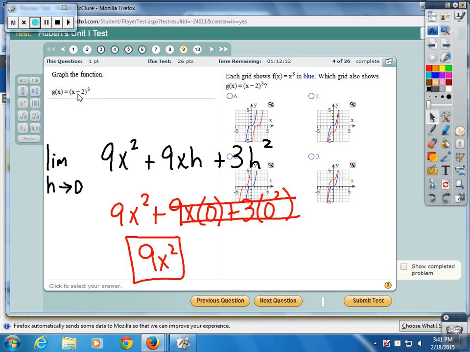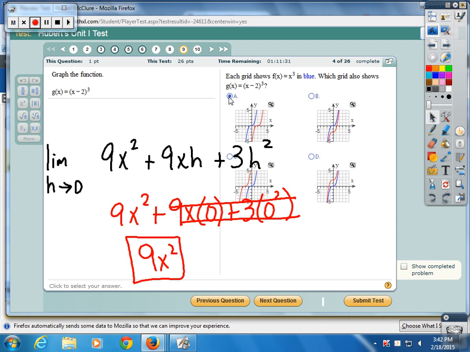What's that mean right there? That x minus 2, what does that minus 2 mean? Negative. Right. What does the negative 2 mean? Horizontal shift to the right. And what does the cube mean? It means it's going to be going like that. So which one is it? Should be A.